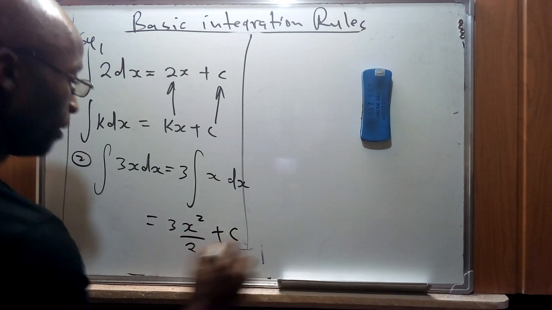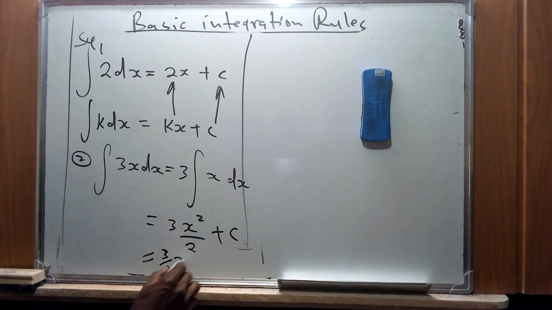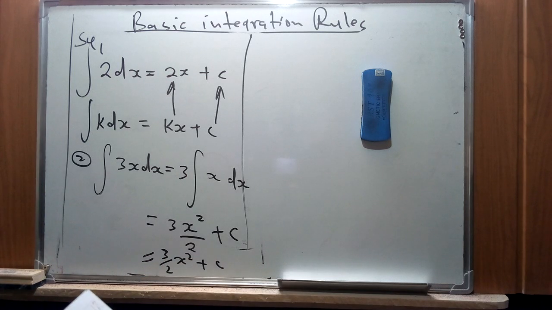Whenever we add one to this exponent, we have the same value for the denominator, so it's going to be 3 over 2 x squared plus c. That's going to be the answer for that.